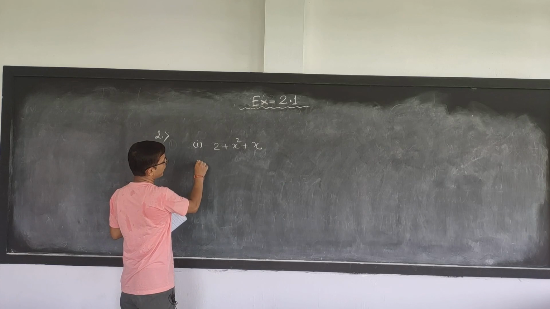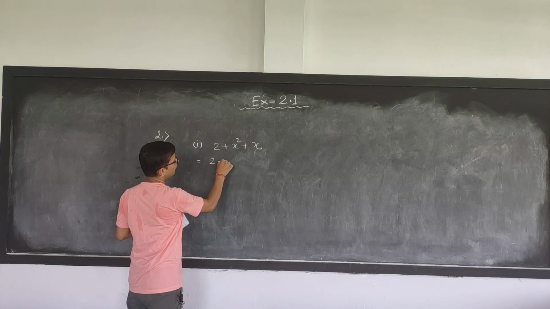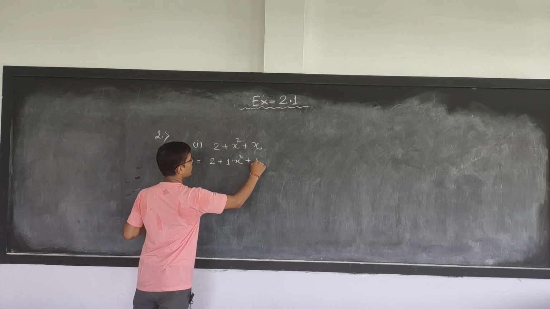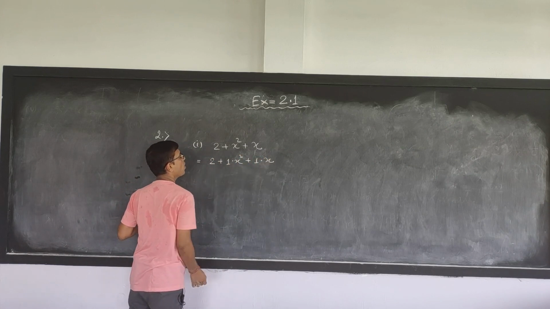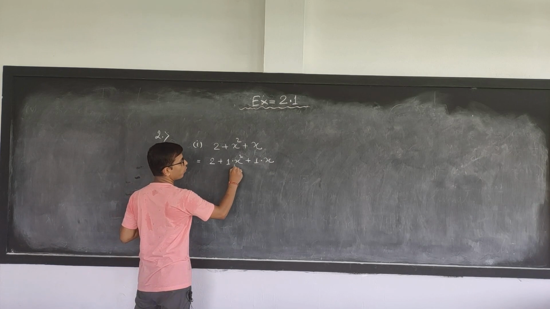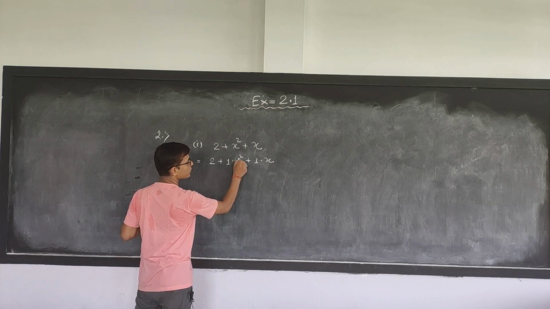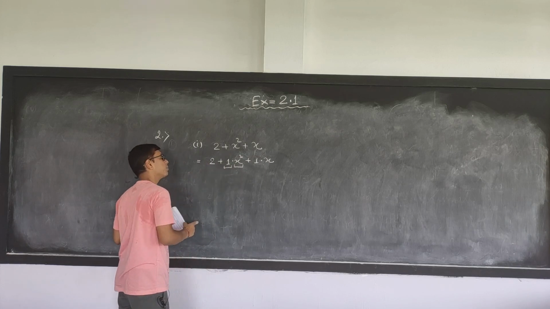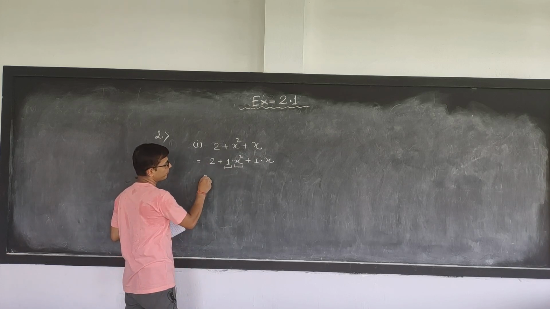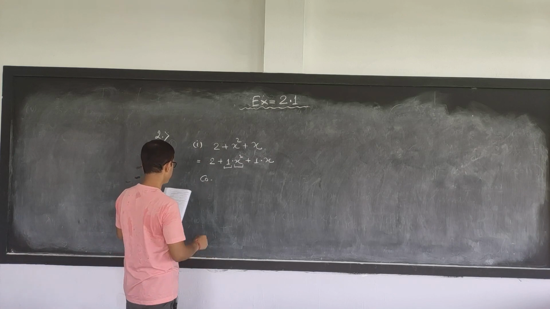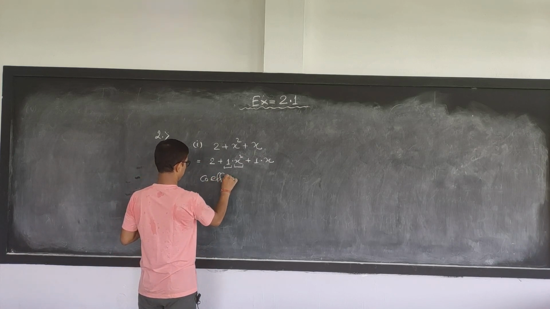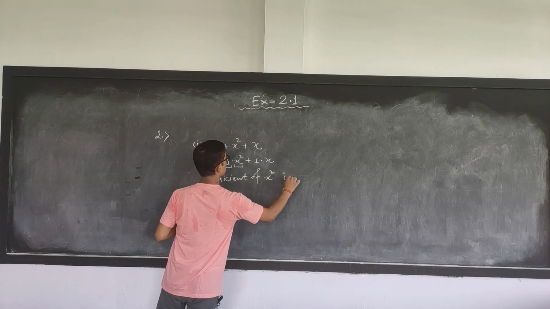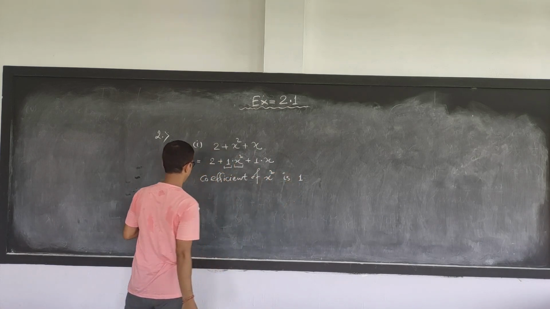If you write it in standard form, then it will be 2 plus 1 into x square plus 1 into x. So what is the coefficient of x square? Excluding x square, what is there? 1. So the coefficient of x square is positive 1. Coefficient of x square is 1.